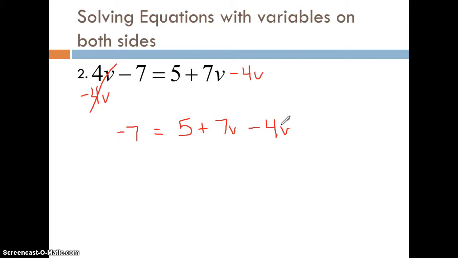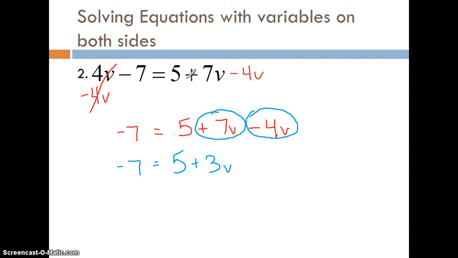Now we can combine our like terms. Over here, we have 7V minus 4V. Those two terms can be combined. 7 minus 4 is 3. So over here, we'll be left with 5 plus 3V. Over here, we still have that negative 7.